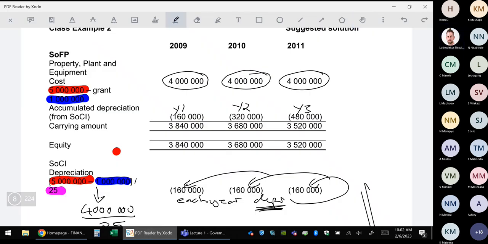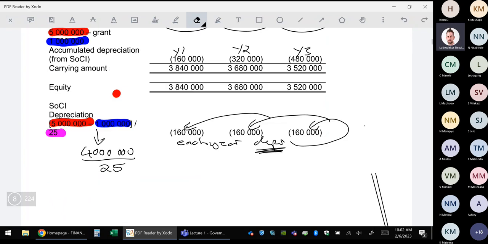So can you see that the net, the net effect here, sorry, my finger was sweaty and it touched the page.